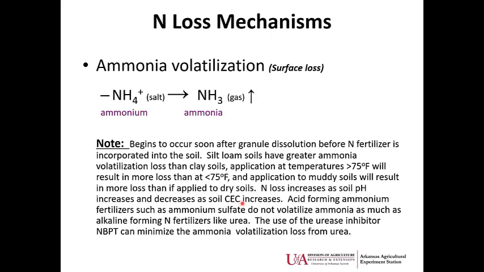The first one that I want to cover is a nitrogen loss mechanism, and we refer to it as ammonia volatilization. So this is a surface loss mechanism, and it's essentially where we have ammonium that gets converted to ammonia, which is a gas. Since this is a recorded presentation, I've added several notes with much more detail down at the bottom. So feel free to pause this recording and read those notes a little bit more in depth.